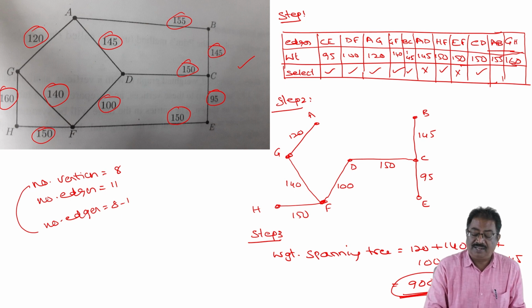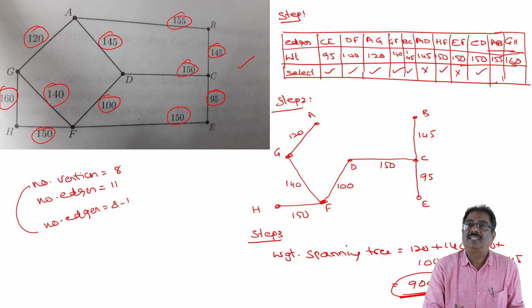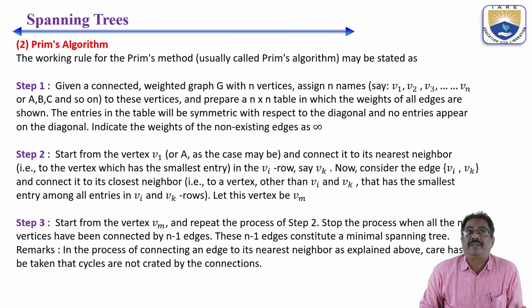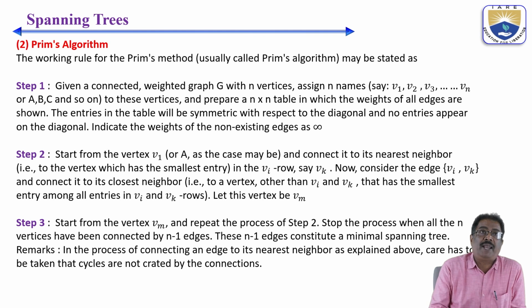And if I am not considering this edge, and this edge is considered, in the same way I am going to get the same weight, but the shape is different. So spanning trees are not unique. Minimal weighted spanning trees are not unique. We can get more than one spanning tree for the same weight. So this is another problem related to spanning trees.